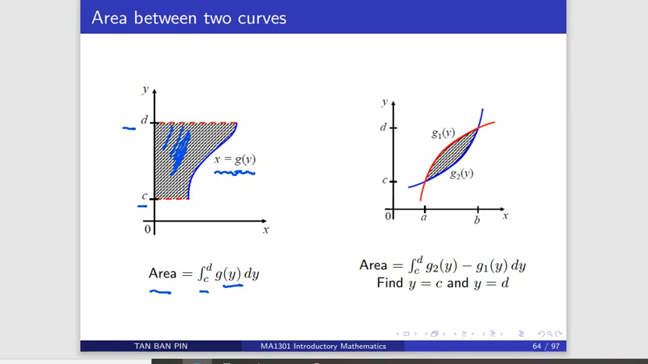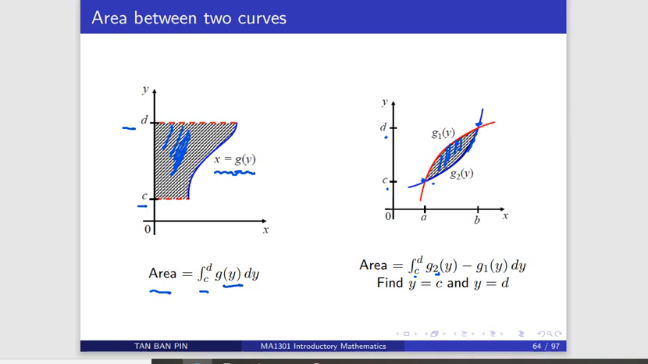Then to find the area bounded between two curves, to find this region, let's say the two curves intersect at y equal to c and y equal to d. Then to find this area, you integrate from c to d g2(y) minus g1(y) dy. g2(y) is like the top curve. g1(y), the red curve, is the bottom curve.